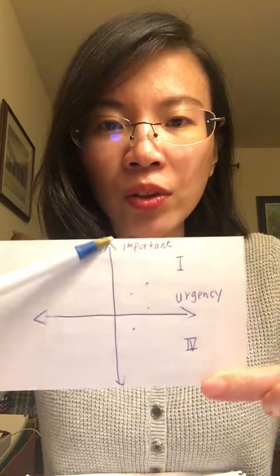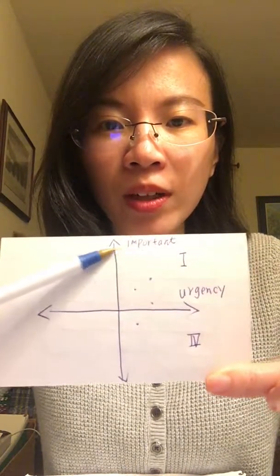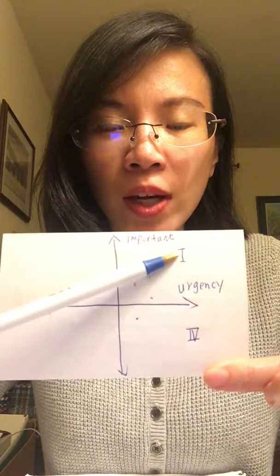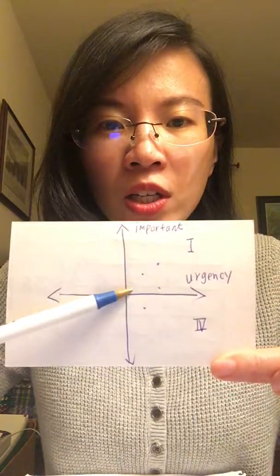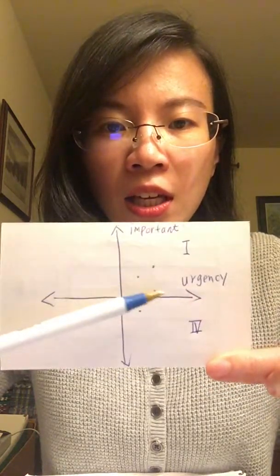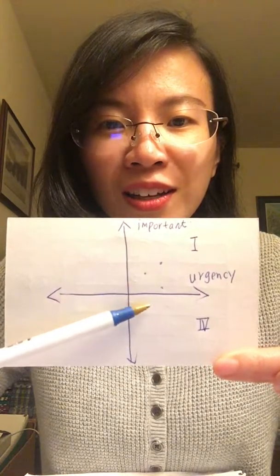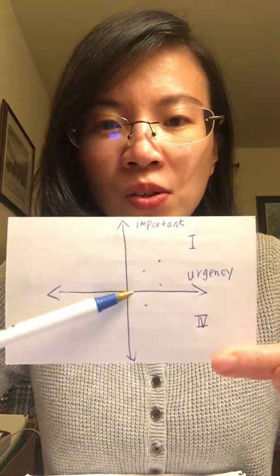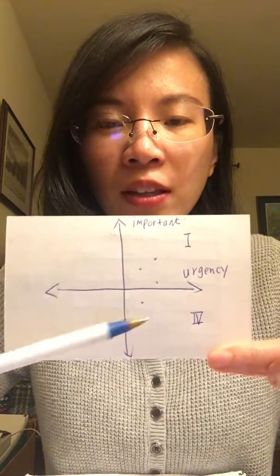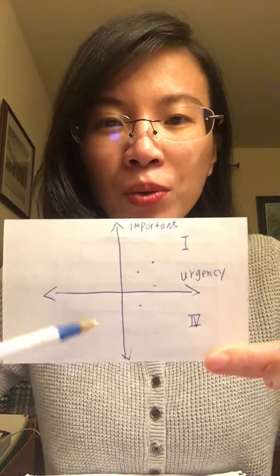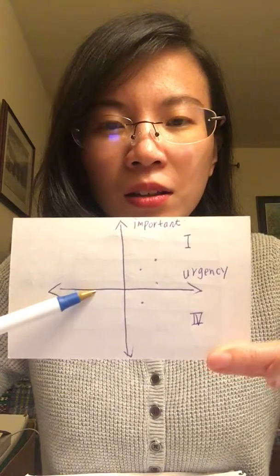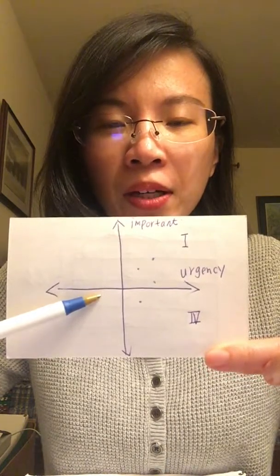Then you will find there are a few dots in the first corner right here, which is important and urgent. And in the fourth column will be urgent but not so important. Then you will find the dots out. That will help you to clear the picture a little bit better. So that's the first tool I want to introduce. It's the X and Y set.